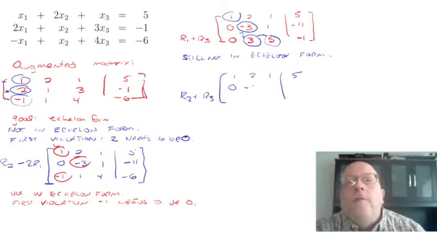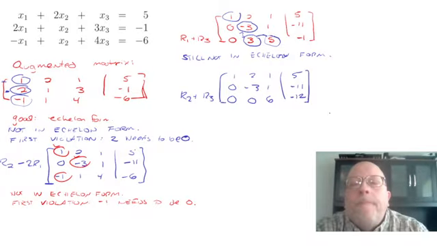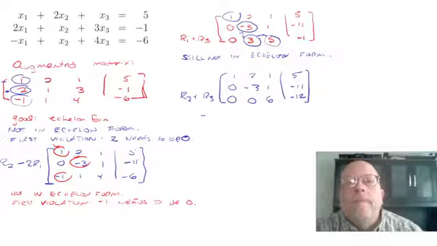So the first two rows stay the same. In the bottom row now, 0 plus 0 is 0. -3 and +3 is 0. 1 and 5 is 6. -11 and -1 is -12. And this matrix is in echelon form. Yay. All right.